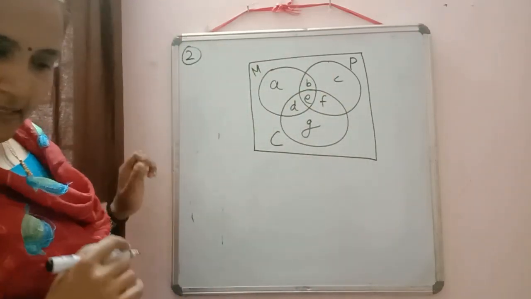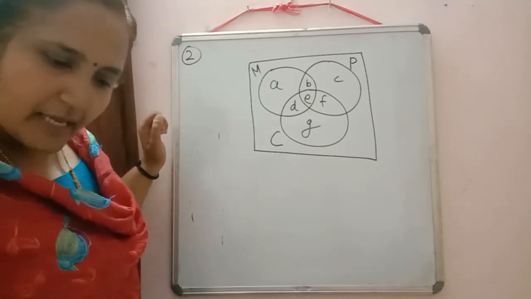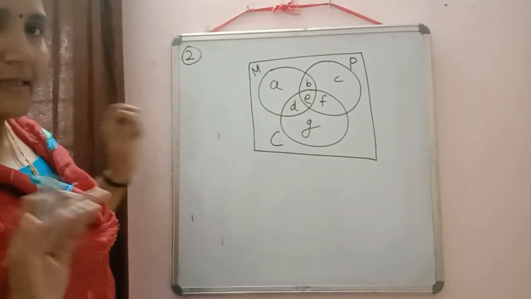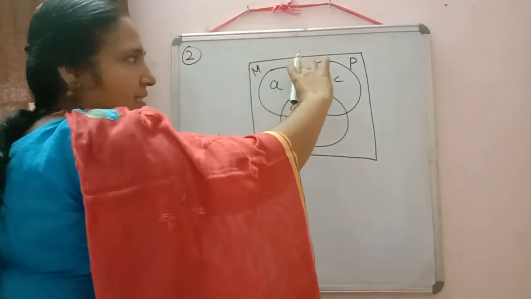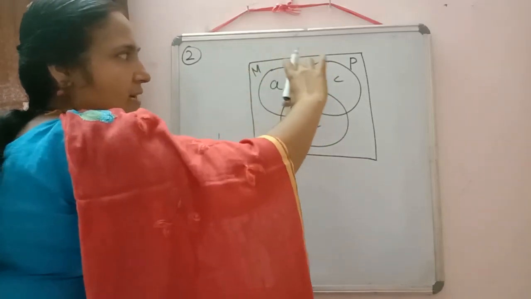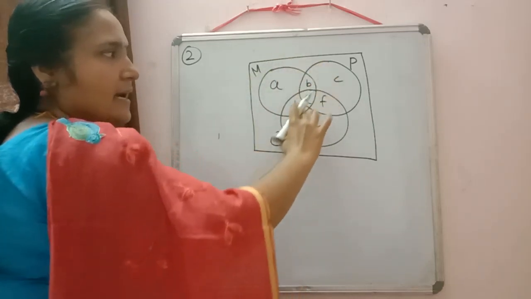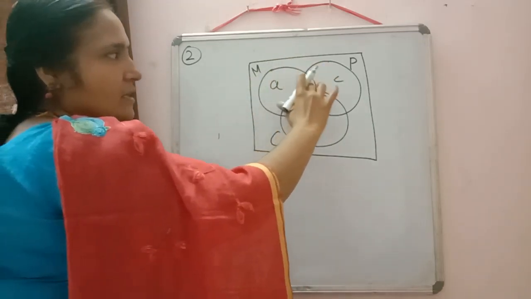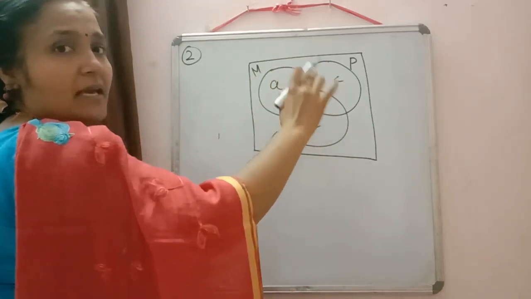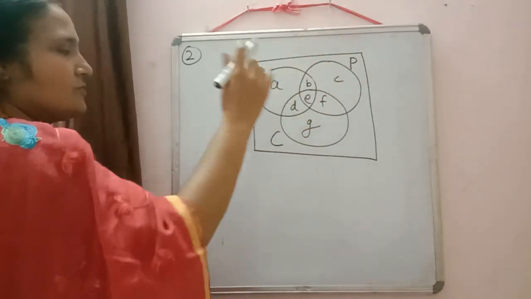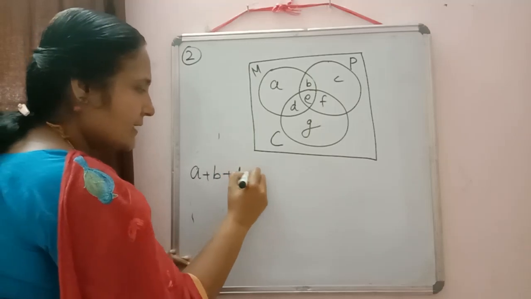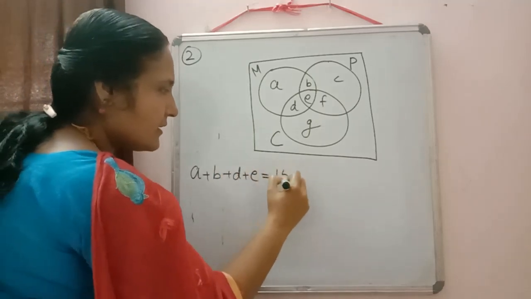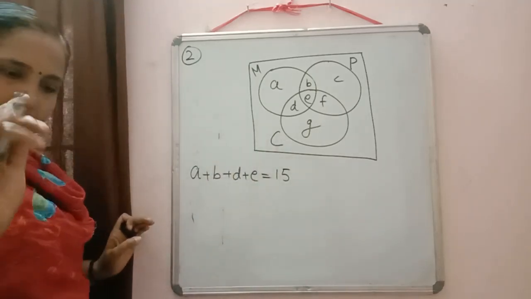Now just to check the information. 15 students have taken mathematics. Mathematics denotes this circle. So in this circle, total how many students are there? 15. So the addition of all these letters should be equal to 15. So we will write the first information: A plus B plus D plus E is equal to 15.